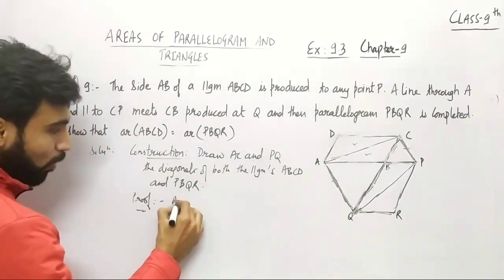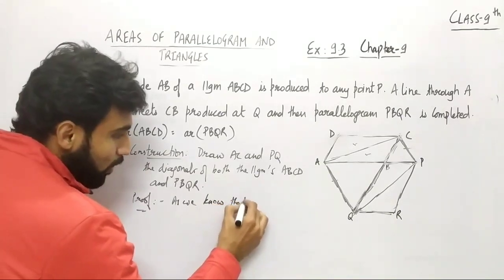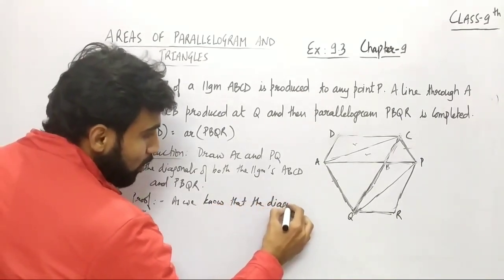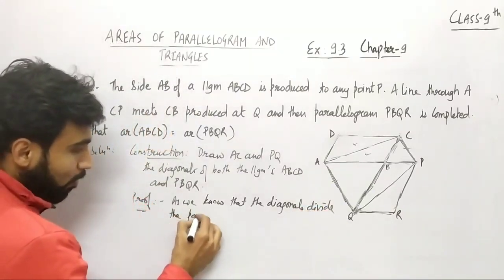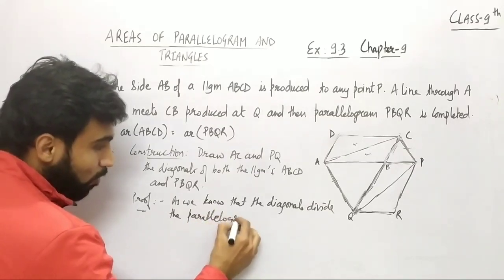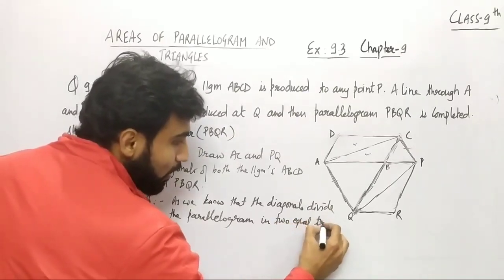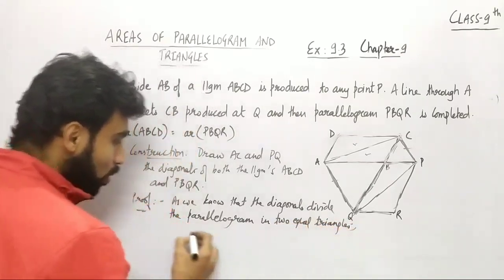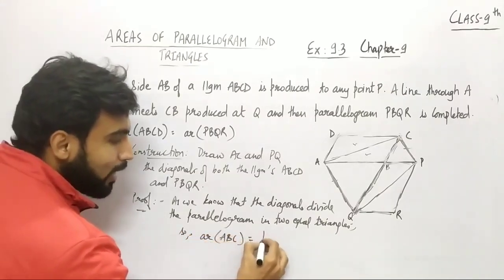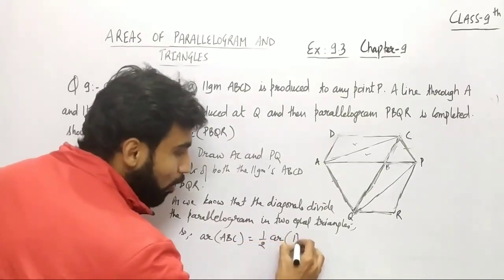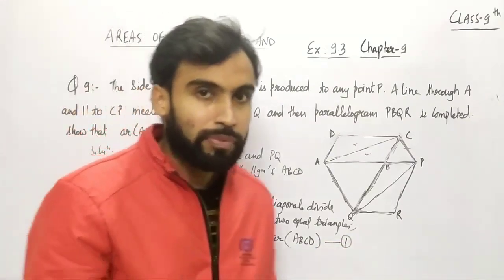So as we know, let me just write it correct, that the diagonals divide the parallelogram in two equal parts, two equal triangles, you can say, right? So that means that the area of triangle ABC is going to be the half of area of parallelogram ABCD, right? So let me just give it equation number first, right?